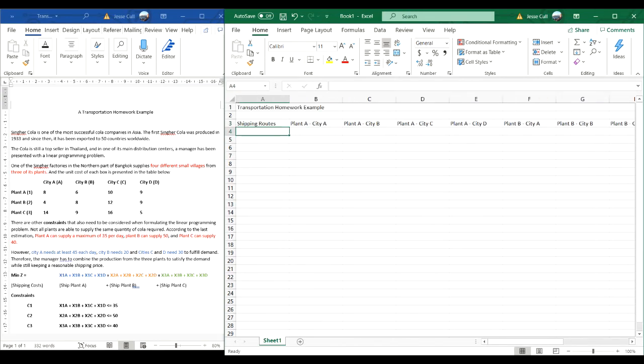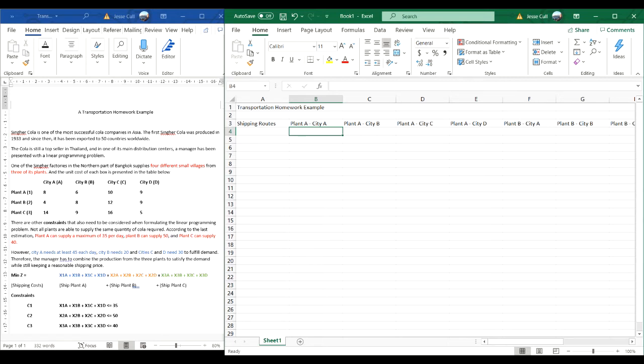What we've done here is we've labeled each section of our objective function. As we can see down here, instead of x1a, x1b, x1c, x1d, we have plant A city A, plant A city B, plant A city C, plant A city D. Both are acceptable, both are totally okay, but for comprehension, labeling them is probably the better choice.